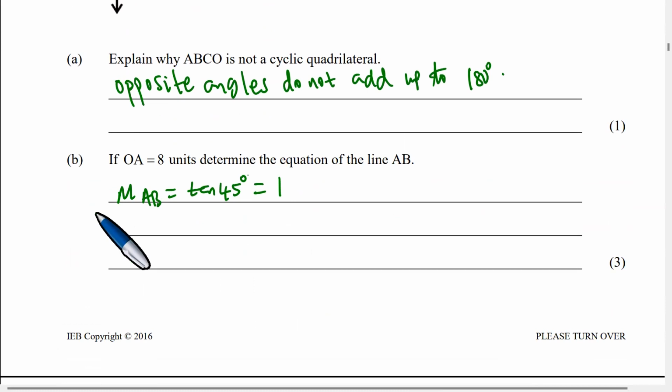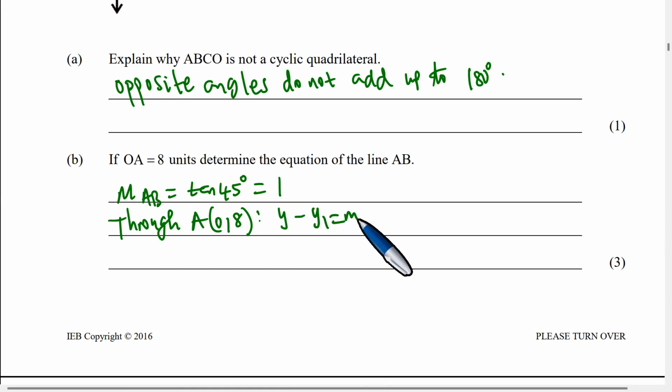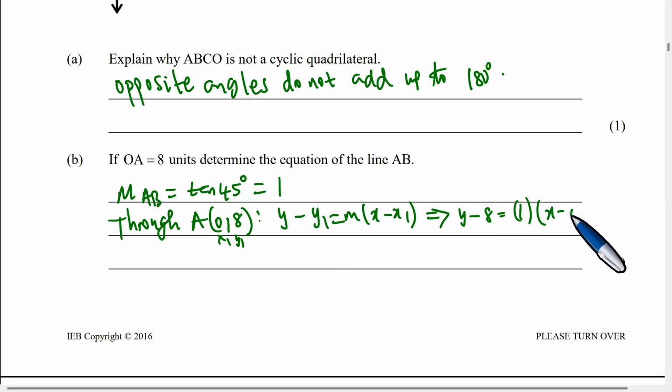So we are dealing with a line that is passing through the point A, whose coordinates are (0, 8). Which means you have y minus y1 equals m times (x minus x1). So x1 here, y1 there. So it's y minus 8. The gradient m is 1. And therefore this is x minus 0. If we finish off here, this is y minus 8 equals 1 times x, so y equals x plus 8.